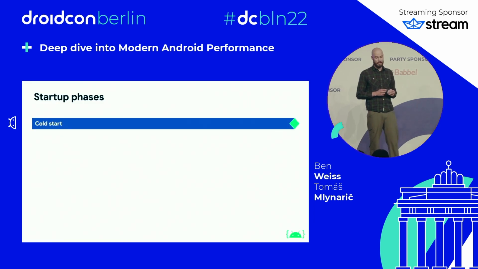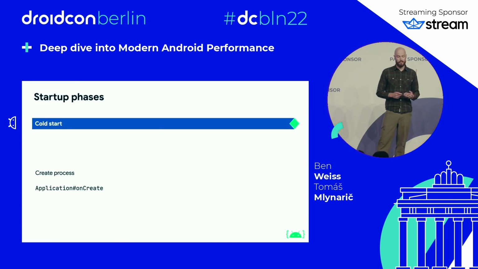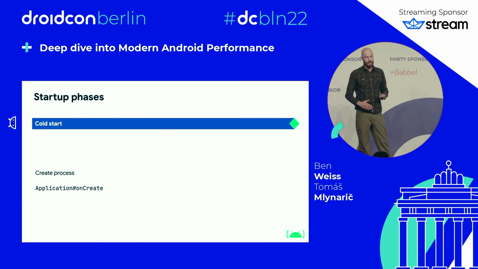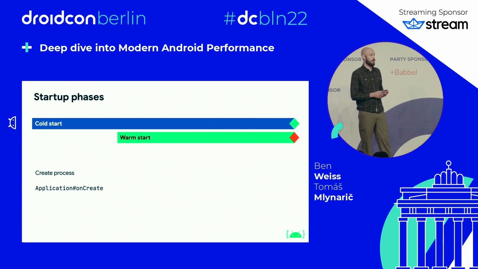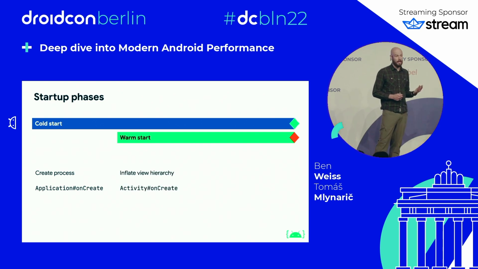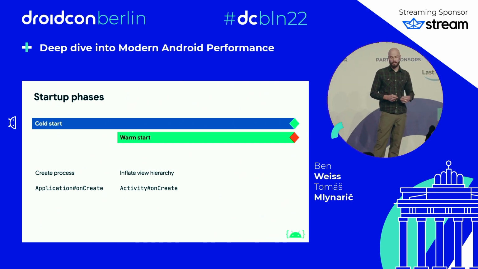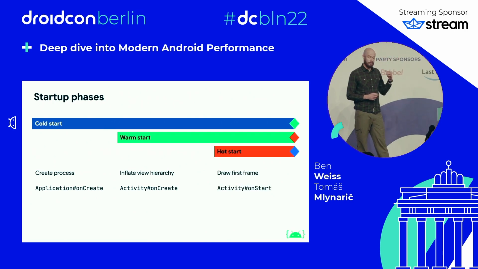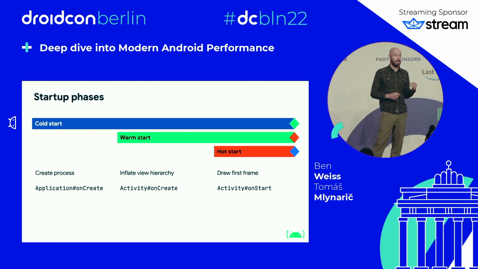So a cold start essentially means when your app is created, when the process is created, which starts with Application onCreate and goes on from there until your app is ready to use. A warm start starts when the view hierarchy is being inflated, which is basically your Activity onCreate, which happens when the activity is being torn down and recreated due to orientation changes or any other things that make the activity be recreated. And there's a hot start, which is when the first frame is being drawn, and that is the point where your activity is just being restarted after being in the background briefly.